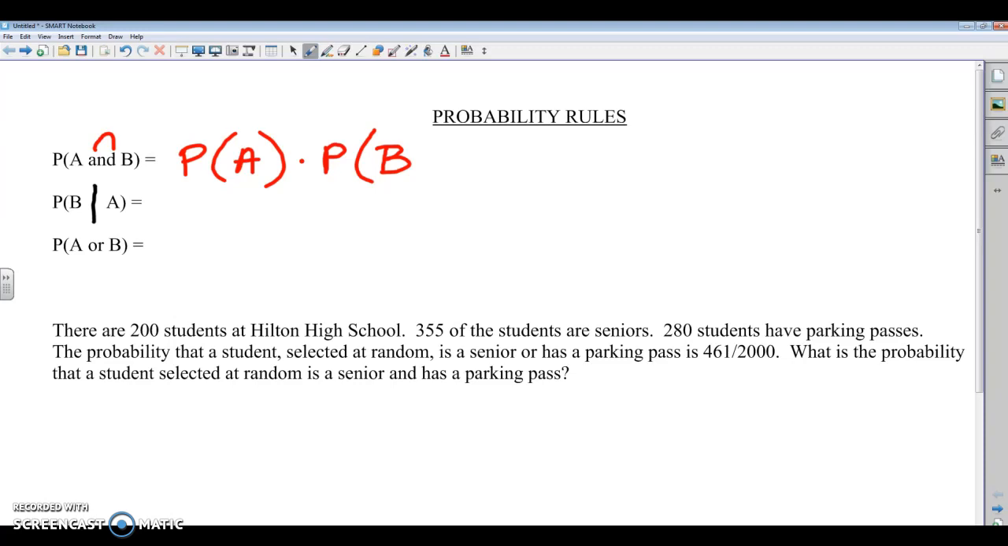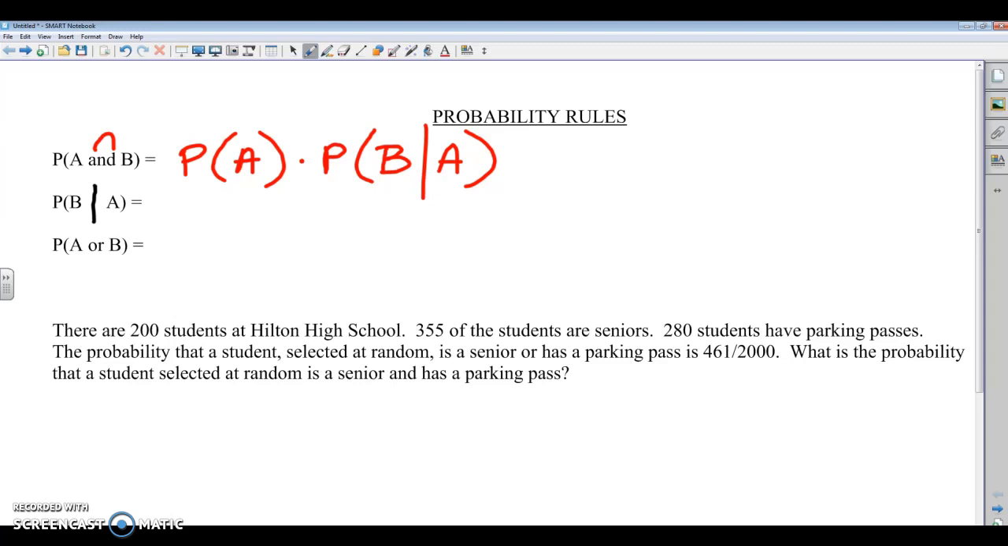Now this is the formula as long as the events are independent, that the first event does not impact the second event. If the events are dependent, the first event plays some sort of role in the outcome in the second event, then it is the probability of A times the probability of B, given that A has happened.